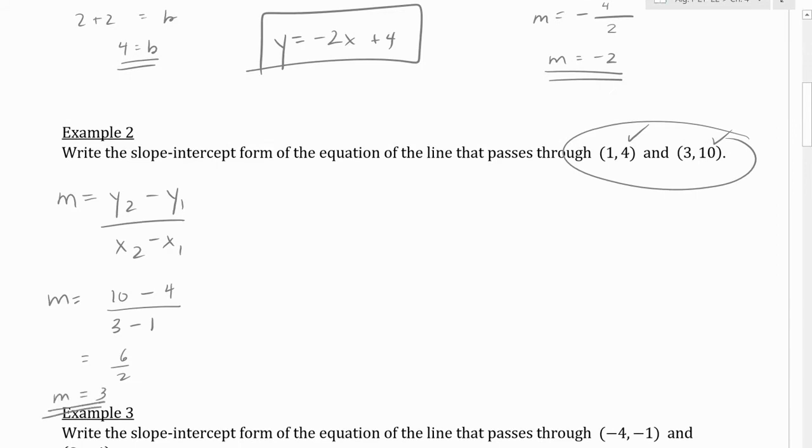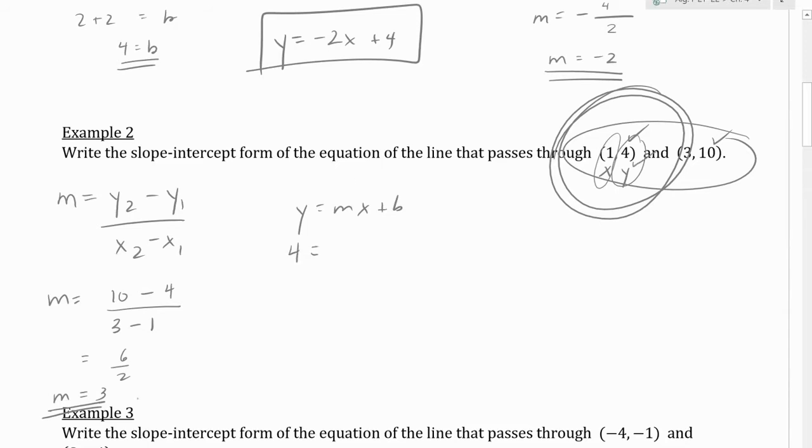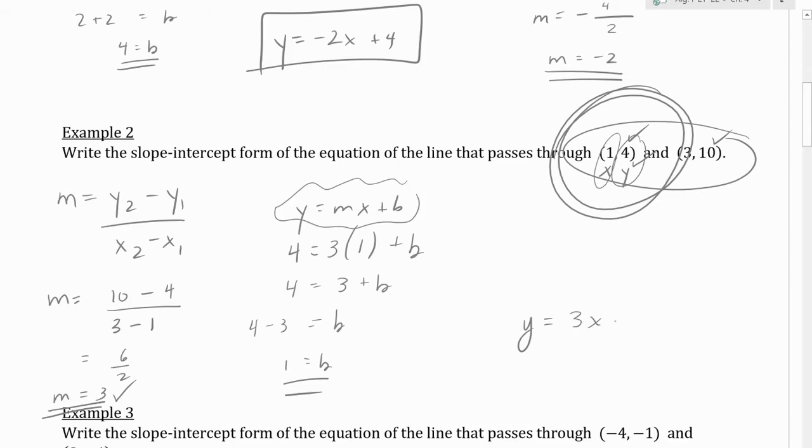And then I'm going to pick the point that I like the looks of best. I personally like (1, 4) better than (3, 10). So I've got an x and a y. And then the question is find the equation of the line. So I know the y value that I'm using is 4, when my slope is 3, and the x value that produced that 4 was a 1. So I'm going to subtract 3 from both sides. Now I've got the b, the y-intercept. So if I'm filling in for y equals mx plus b, m is 3, b is +1, and then I've got this equation of the line.